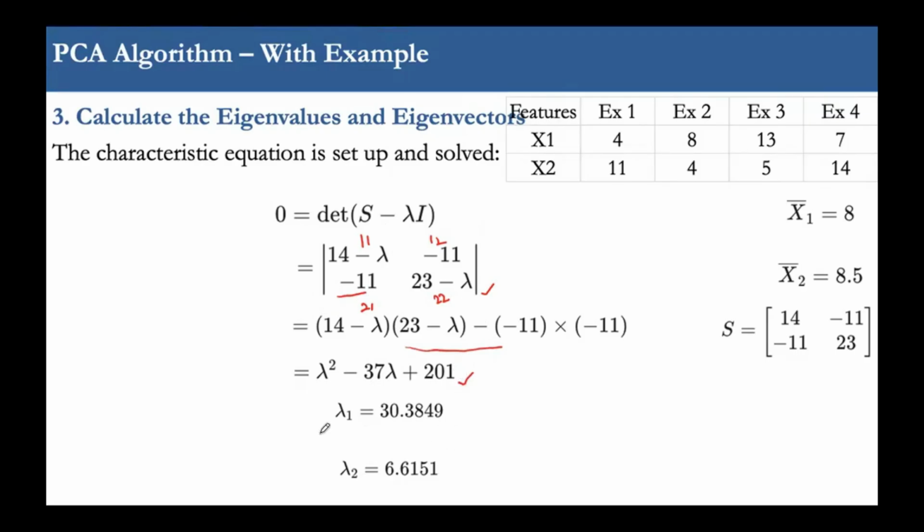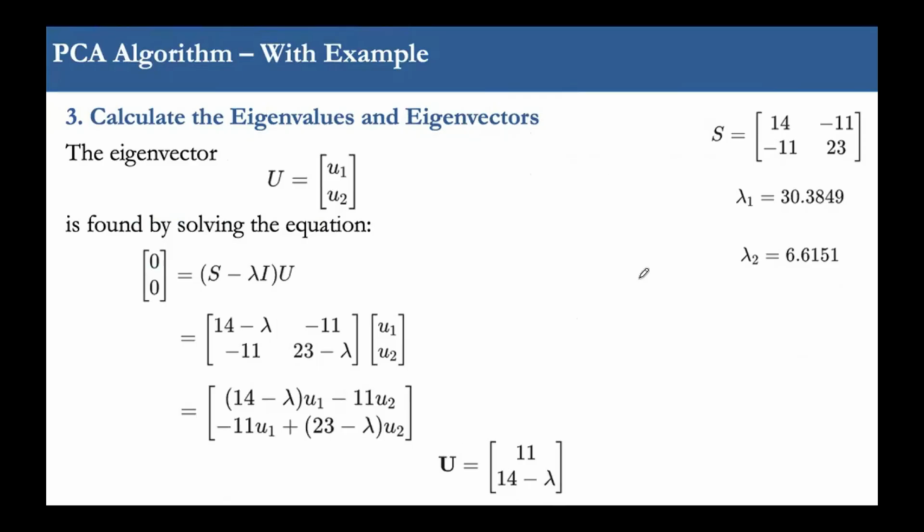Simplify the quadratic equation, and we will get lambda 1 and lambda 2. Lambda 1 is equal to 30.3849. Lambda 2 is equal to 6.6151. These are the eigenvalues. Now we need to find the eigenvector. So the eigenvector will be u is equal to u1, u2.